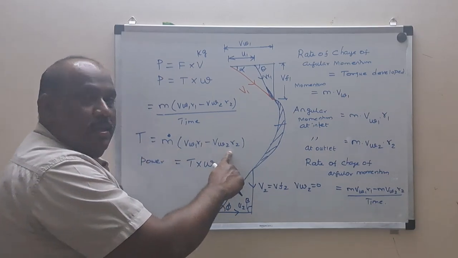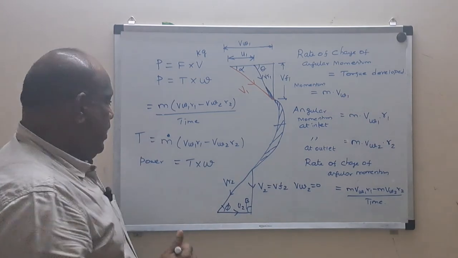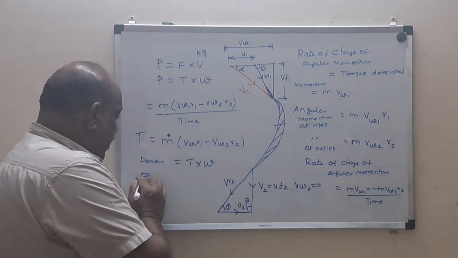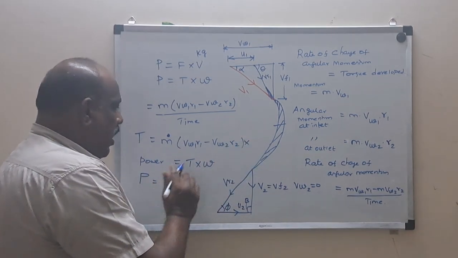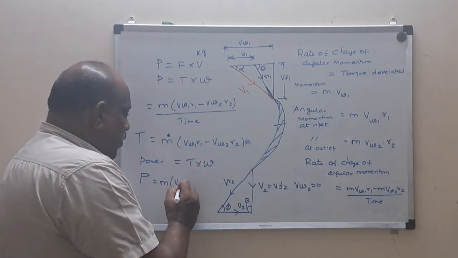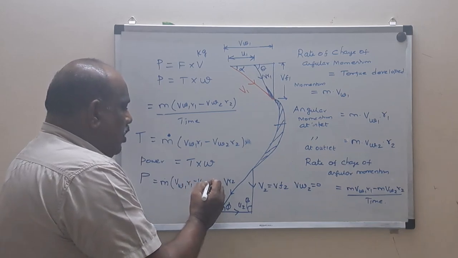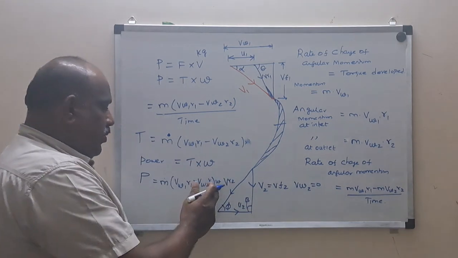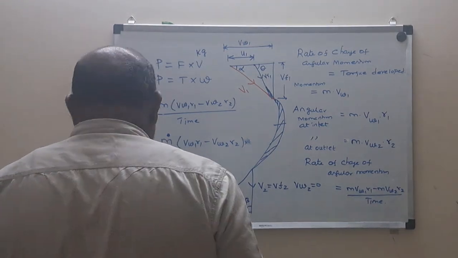Now we already have the torque. If I multiply it by the angular velocity, I will get the power. Very good. So multiply this torque with omega, so power will be equal to this only into omega. I will write one more step, not a problem: m dot into (Vw1 R1 minus Vw2 R2) into omega. Okay, so we can take this omega also inside.